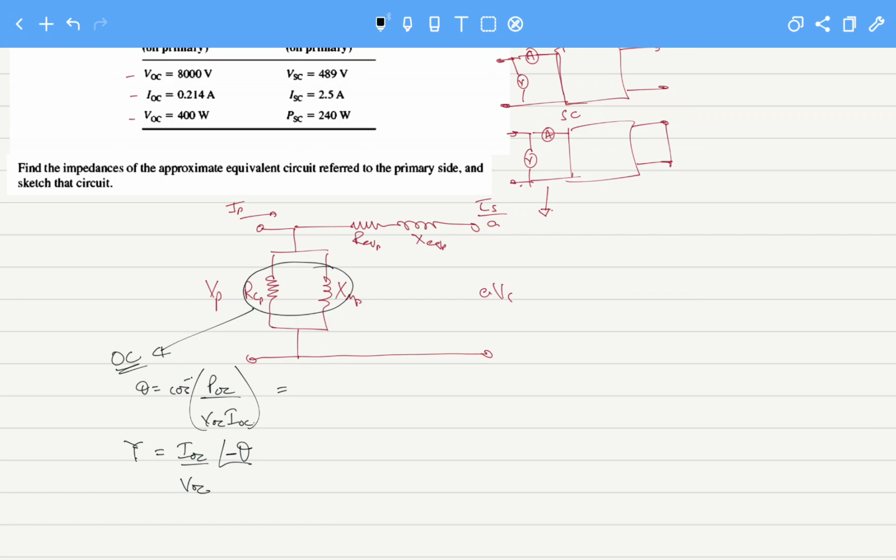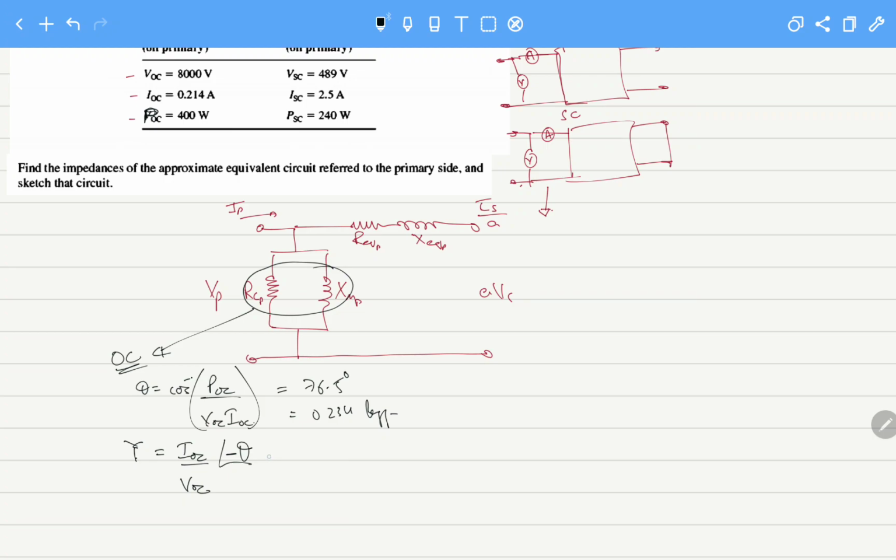So if we put all these values that are given, the angle for the power factor will be 76.5 degrees, and cos of this is actually 0.234 lagging. POC, here there is a mistake, this is POC.